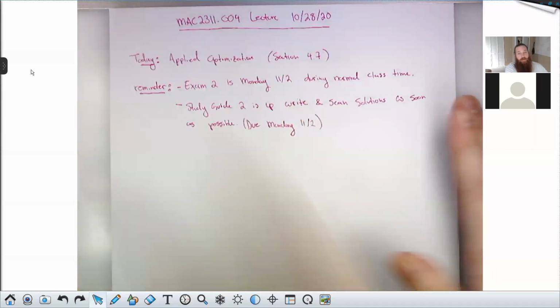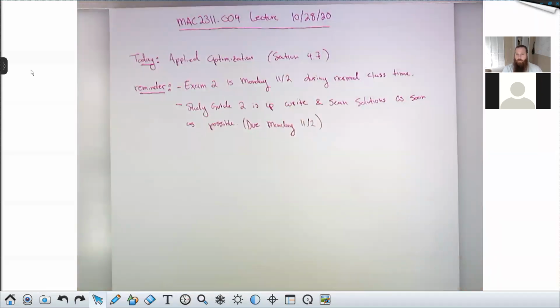But ideally, you will scan and submit those solutions, or at least some of them. If you don't get all of it done early, that's fine. But ideally, you will scan and submit those solutions before the day of the test, so I can look them over and give you some feedback, because that's the point of the study guide. The point of the study guide is for you to show me your work on these problems so that I can look over your work and give you some advice that will be helpful for the test.